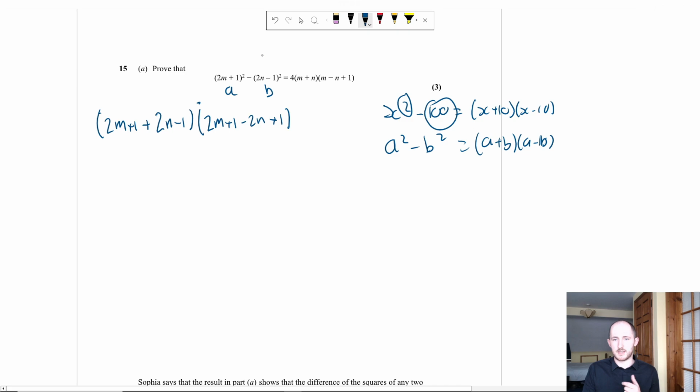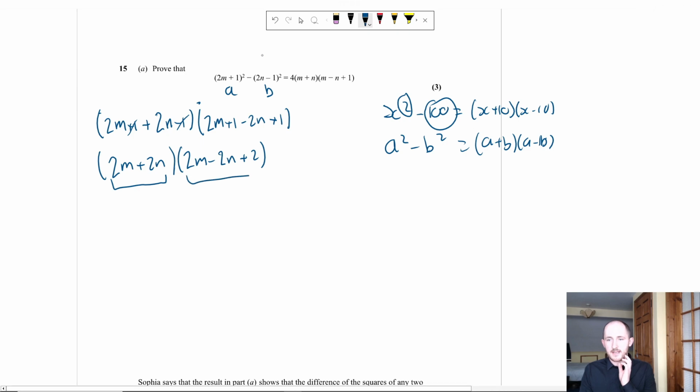So now we can actually simplify these brackets. So we have these two ones are going to cancel. So we're going to have 2m plus 2n times 2m minus 2n plus 2. Now if you notice from both of these brackets I can factorize out a 2, and if you look here, like if I want to make this first bracket look like this bracket, they've factorized out a 2, and likewise here these brackets look very similar, they've just factorized out a 2.